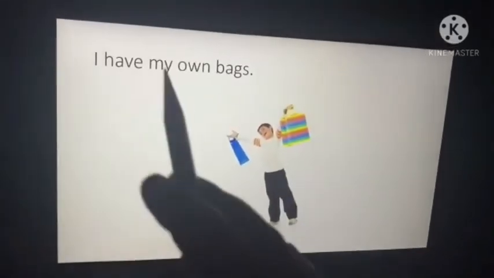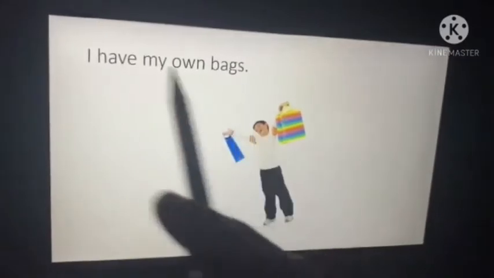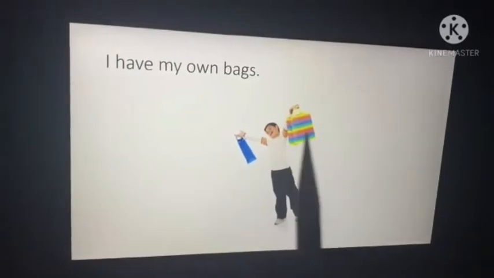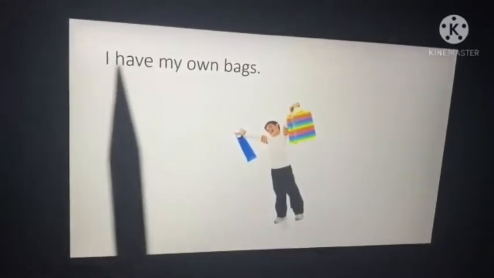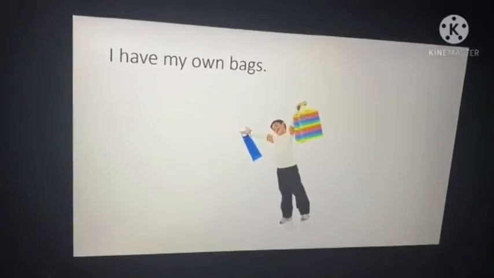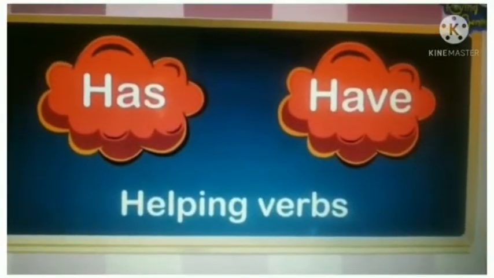I have my own bags. Now here I have used have with the word I. Right, children? As I told you, I is an exception. It is singular, but we use have. Next, helping verbs, that is has and have.